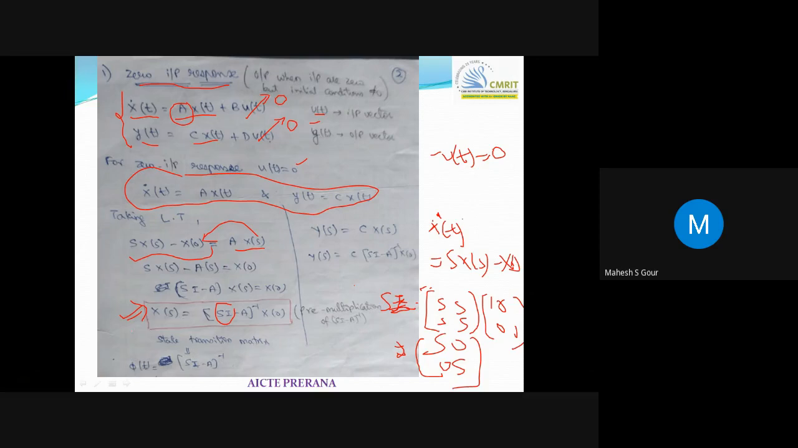You can write this formula as your fourth one. While solving problems, you need X of s is equal to (sI minus A) inverse, which is a matrix, into x of 0, which is also a matrix. Here (sI minus A) inverse is called the state transition matrix. Whenever they ask for the state transition matrix, you need to solve (sI minus A) inverse. That's it.